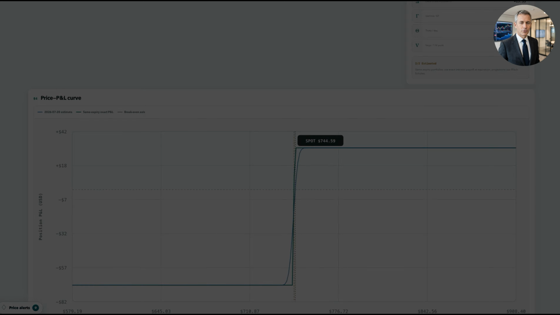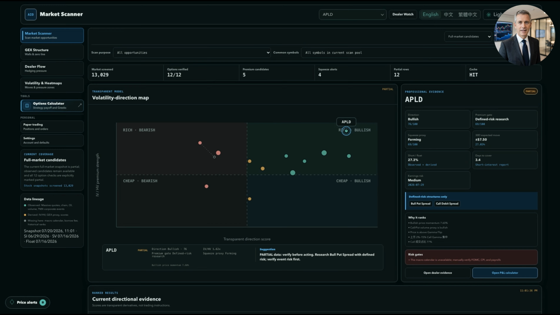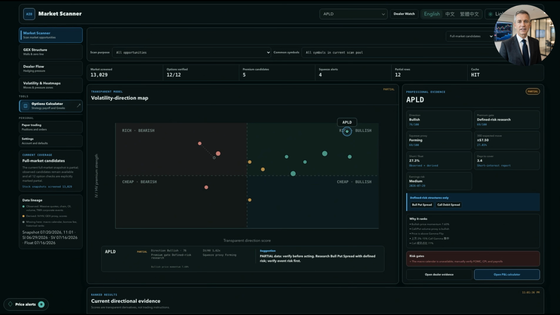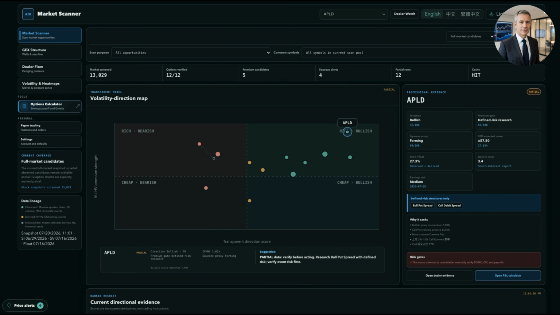The calculator is for research and scenario analysis. It does not connect to a broker. The model may miss early exercise, volatility surface changes, or real slippage.